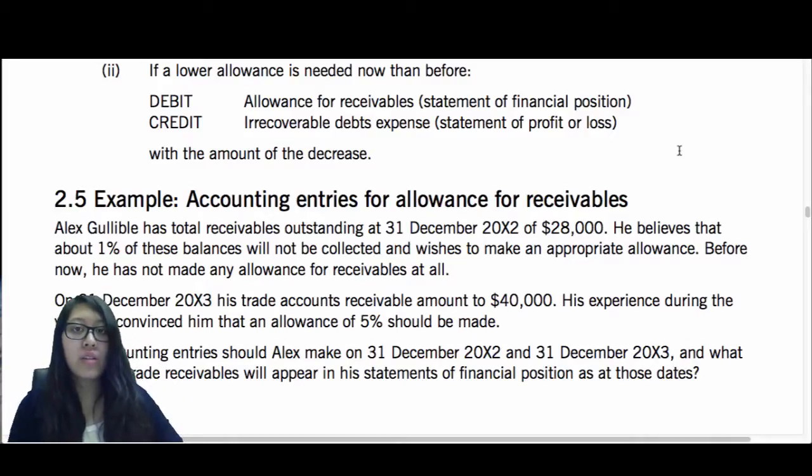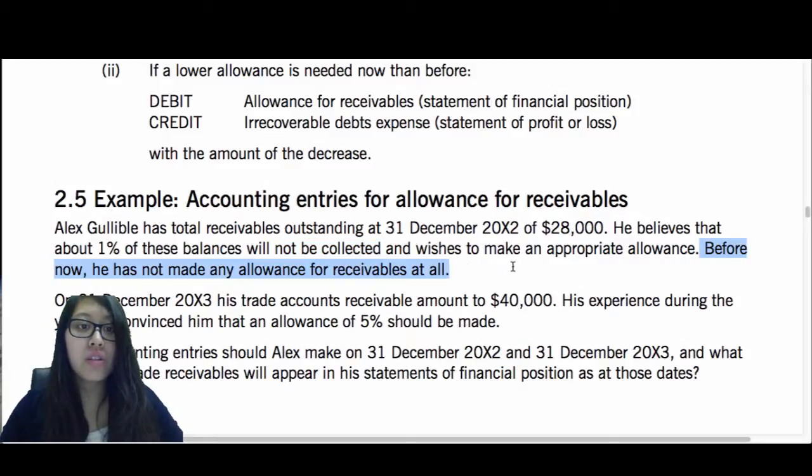So now let's take a look at this example. I'm going to be reading out through this example and we'll disclose the solution afterwards. So Alex Gullible has total receivables outstanding at 31st December 2002 of 28,000. In simple words, he has trade receivables of 28,000. He believes that about 1% of these balances will not be collected and wishes to make an appropriate allowance. Before now, he has not made any allowance for receivables at all. So this is our first year of making an allowance.